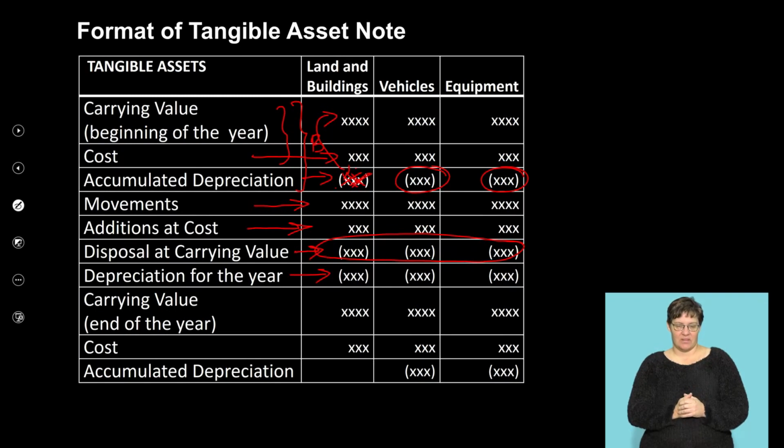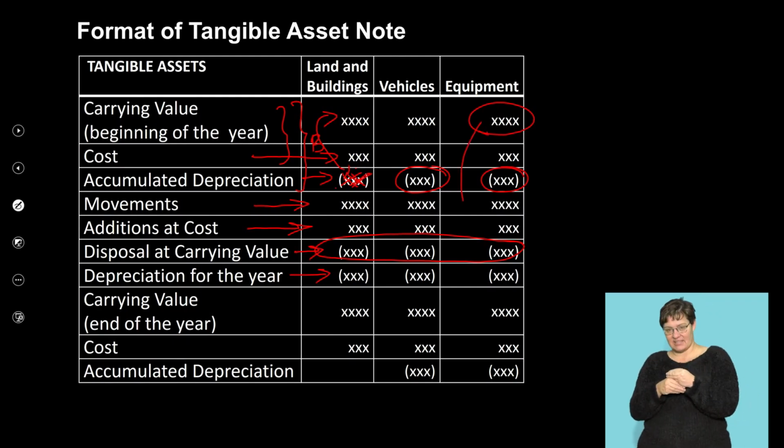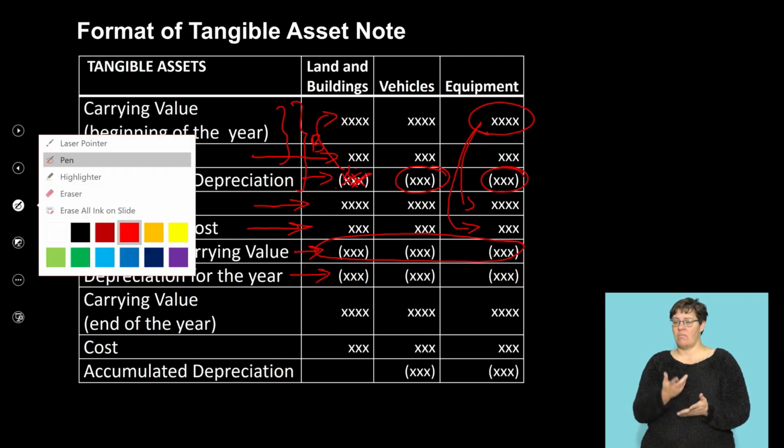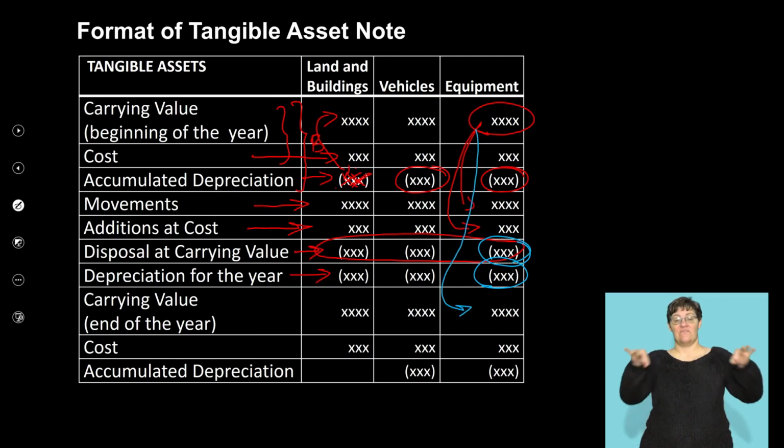Now watch this. You've got your carrying value at the beginning of the year. You add your additions at cost. So let's take the arrow to the correct figure there. You add your additions at cost. You subtract, let's do that in a different color, your disposals at carrying value. You subtract your depreciation for the year, and that then gives you your carrying value at the end of the year.